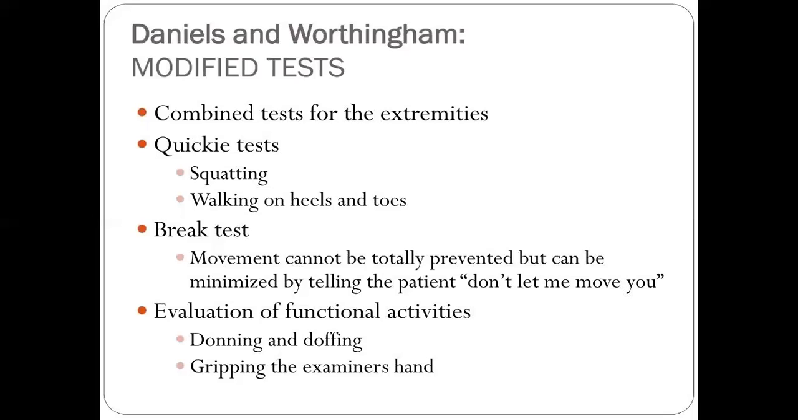Then Daniels and Worthingham's modified test. It includes combined tests for extremities, quick test, squatting, walking on heels and toes, break test. Movement cannot be totally prevented but can be minimized by telling the patient, don't let me move you. Then evaluation of functional activities: donning and doffing, gripping the examiner's hand.